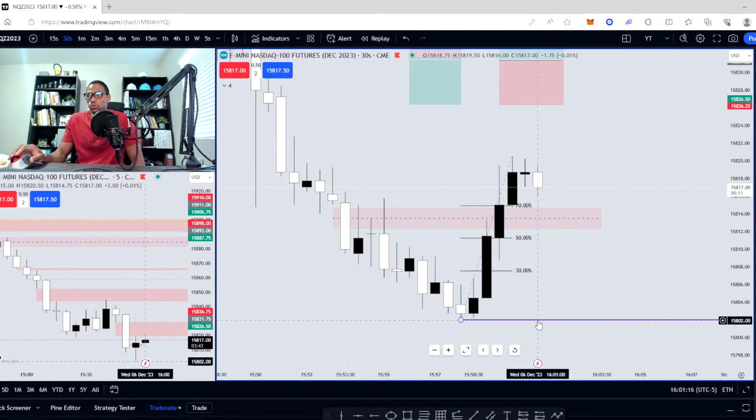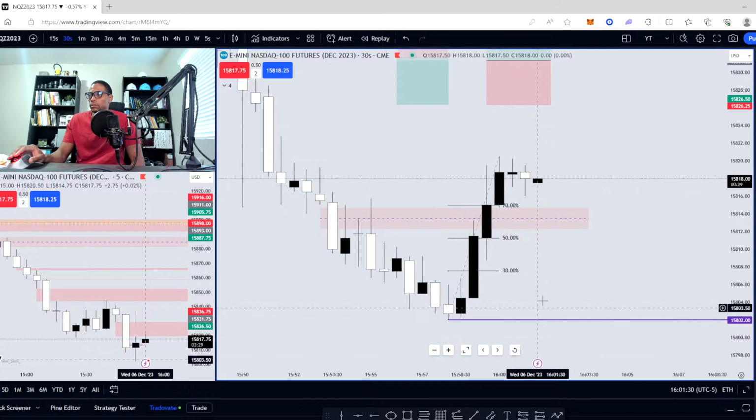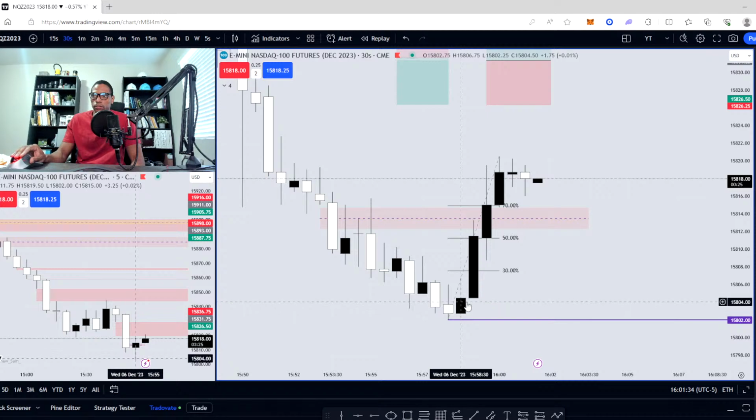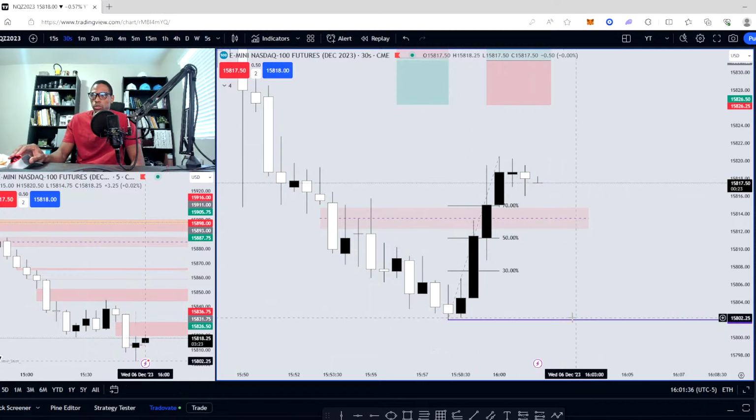So if we can get a new low created after surpassing this low, what we want to see is price return to 30% and then sell for five points. Right, so basically sell back down to the opening of this candle. It wouldn't even need to make a new low.